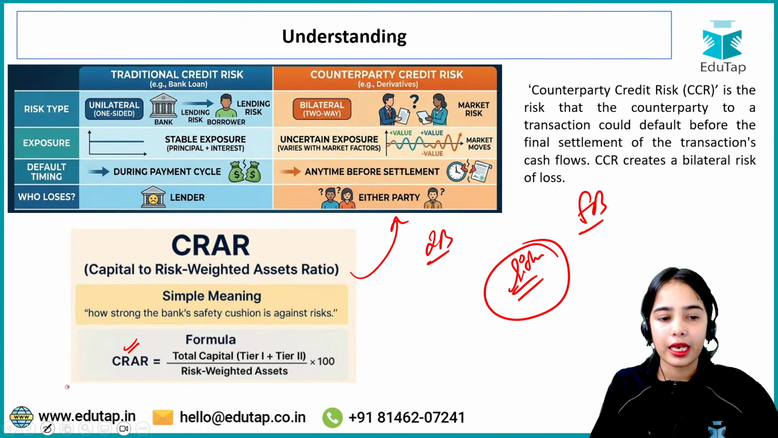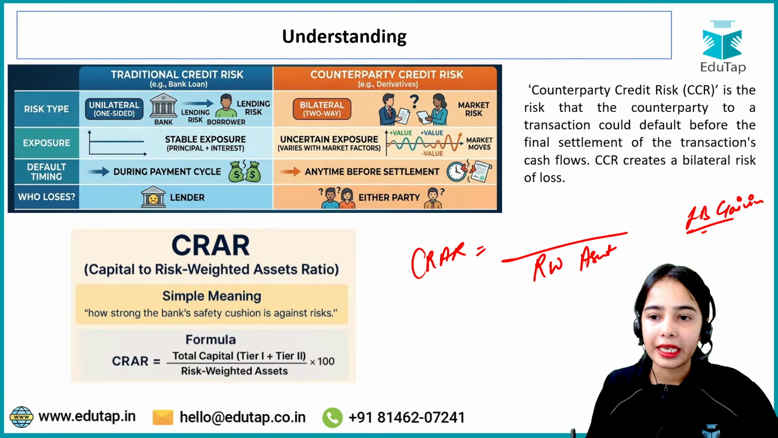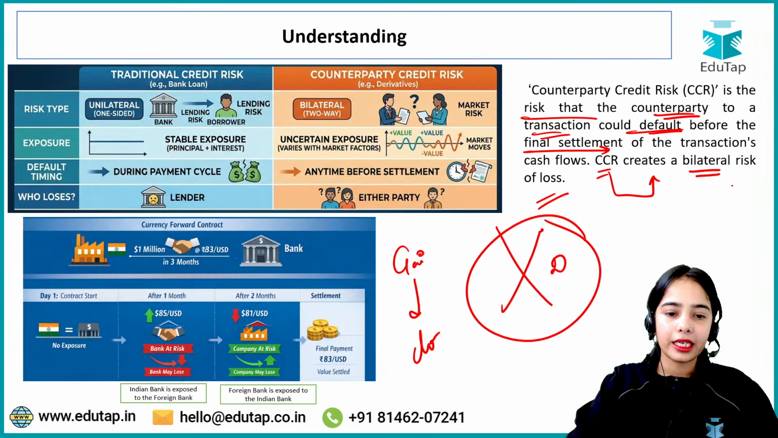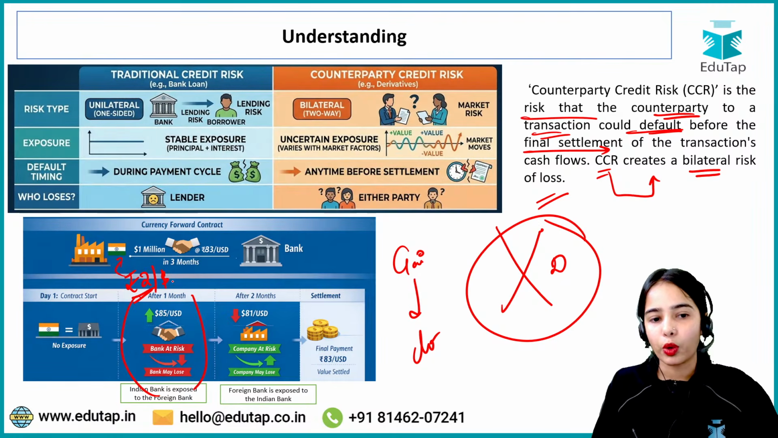So that is the CRAR. CRAR basically states that against your risk weighted assets, so if the Indian party is gaining, basically in this case, the Indian party was gaining. We were saving rupees 2 per dollar. So nearly we were saving 2 million rupees against the dollars. Okay. So in this case, Indian party was exposed to the foreign bank.